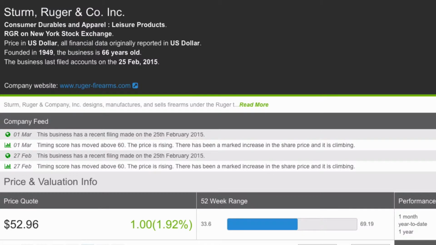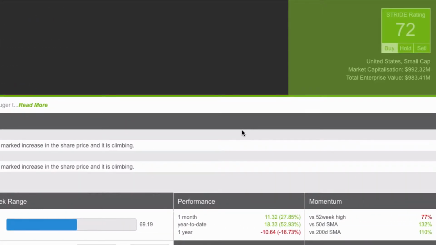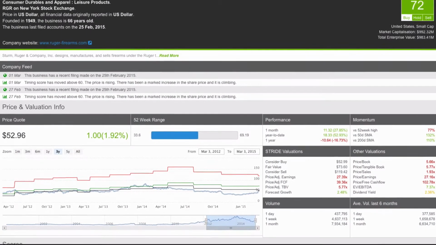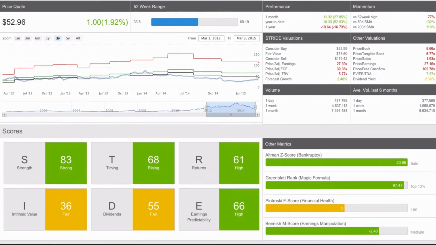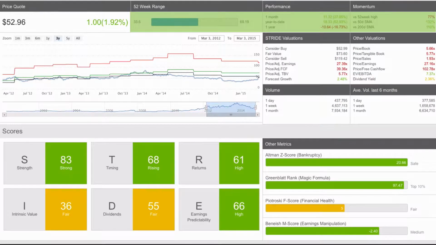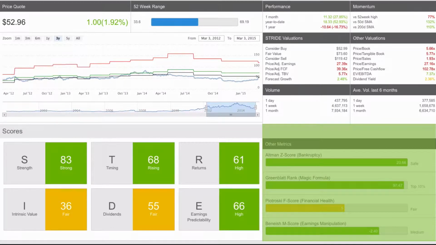Latest company news appears here on this feed. Top right, you'll see the overall Stride score and rating, market cap size, and total enterprise value. The midsection of the page is where you see the price and valuation history mapped on a graph beside key figures, performance and momentum indicators, and individual Stride scores and ratings beside other established metrics for comparison.